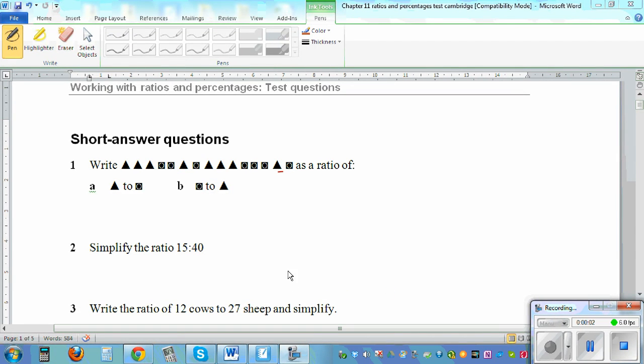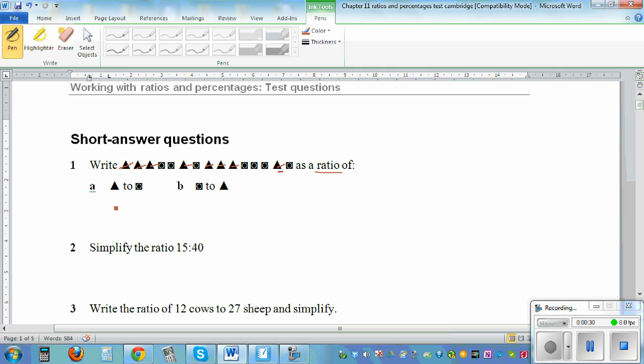Let's look at some questions on ratio and percentages. So the first question is, write this pattern as a ratio of the triangle to this rectangle. So basically you have to count how many triangles are there. So let's count. 1, 2, 3, 4, 5, 6, 7, 8 rectangles.